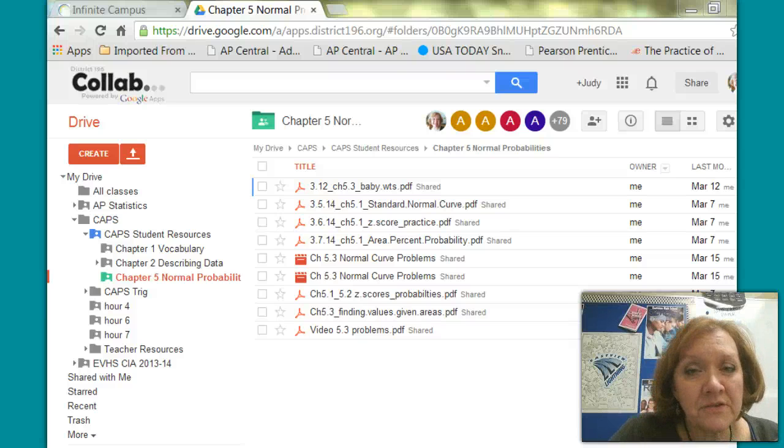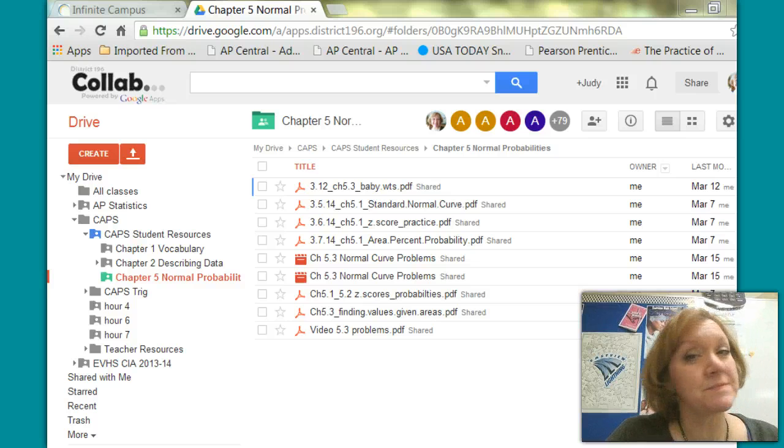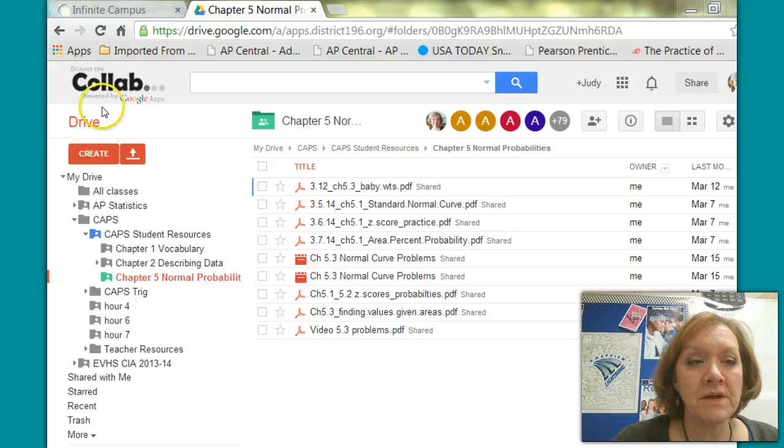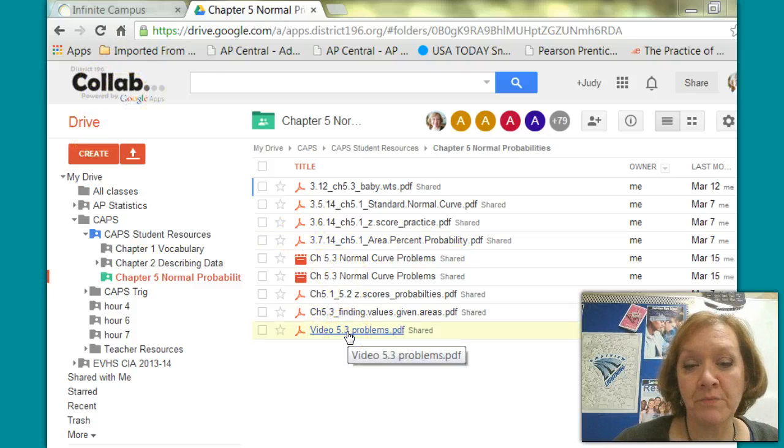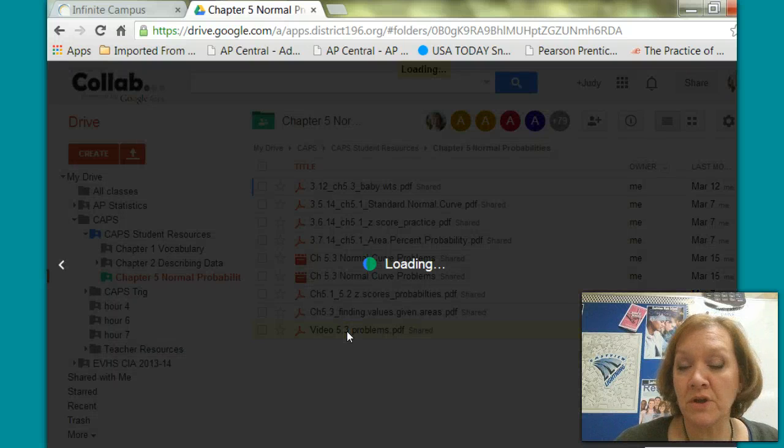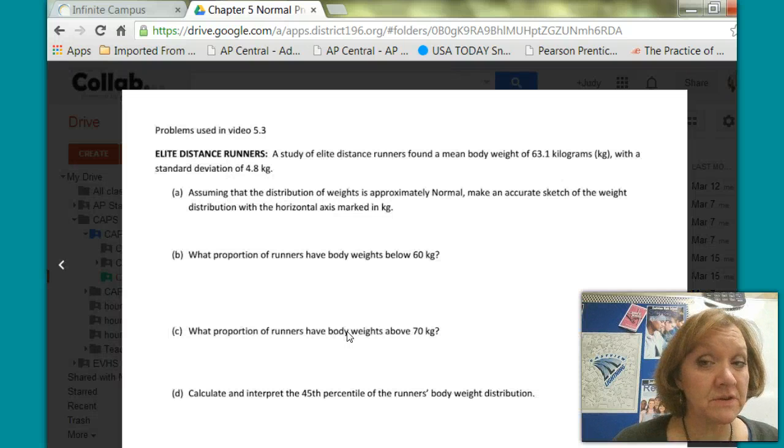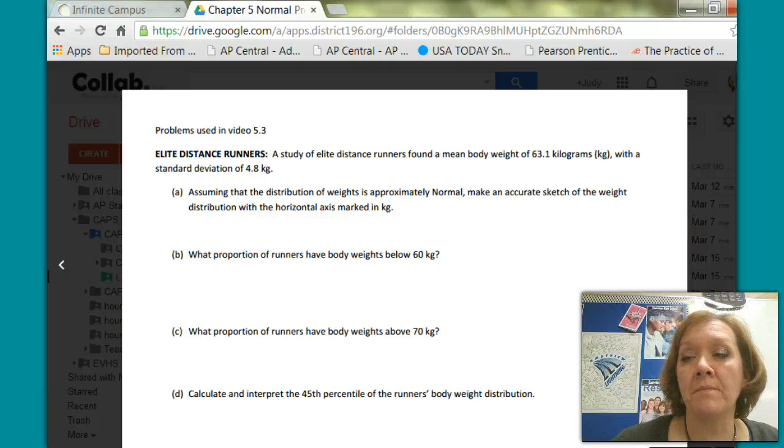Hi, so this is going to just be a short video walking you through a couple of extra problems, maybe problems that we haven't done in class. The problems can be found here on Colab. If you just go to video 5.3 problems, you can open that up and print it if you'd like so that you can play along with me. Those are the problems that I'll be doing on this video.